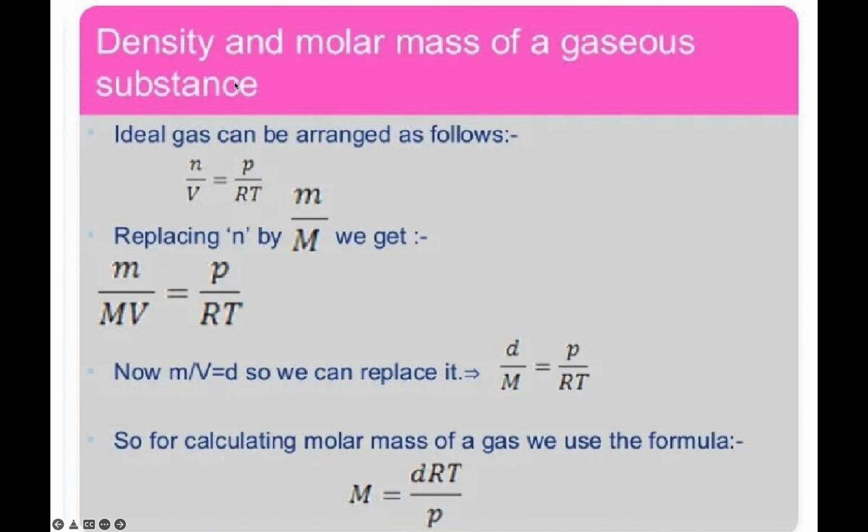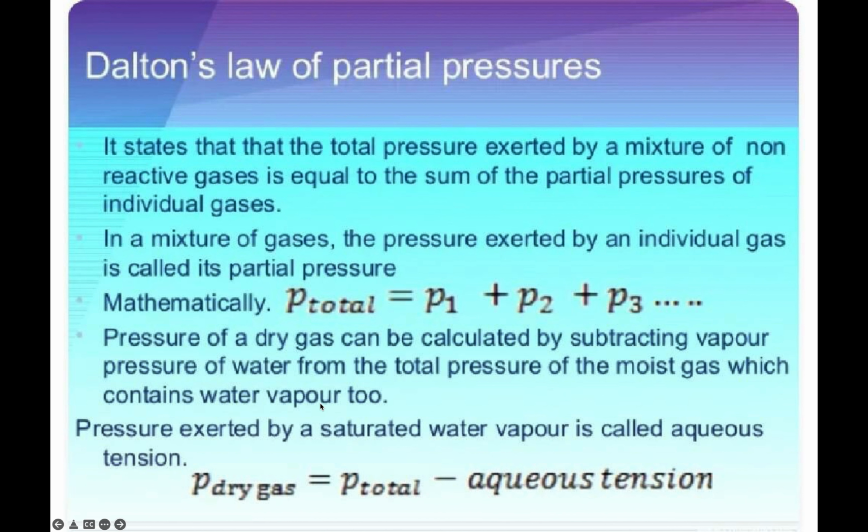Okay, now what is the relation between gas density and molar mass of a gaseous substance? The ideal gas equation can be arranged as follows: n by V is equal to P by RT. Now when we replace n by m by M, we get m by MV is equal to P by RT. Now m by V is equal to d. So we can replace it by d by M is equal to P by RT. For calculating molar mass, we can use this formula. Remember, M is equal to dRT by P. Don't forget this formula.